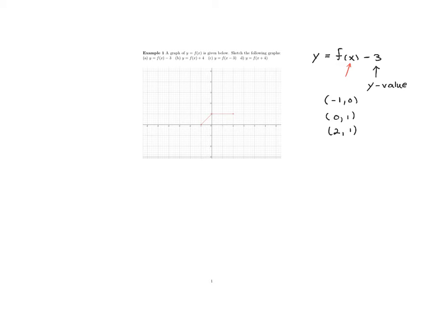Now this minus 3 means we're subtracting 3 from every y value, so the points actually become quite simple. These 3 change by subtracting 3 from y. So this is going to be -1, -3. The next one's going to be 0, -2. And this last one is going to be 2, -2. So I'm just going to plot those on the graph and then sketch the entire picture around it.